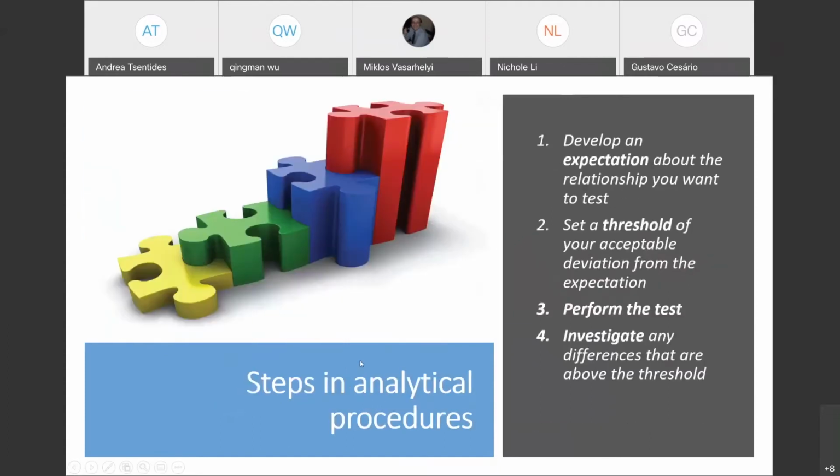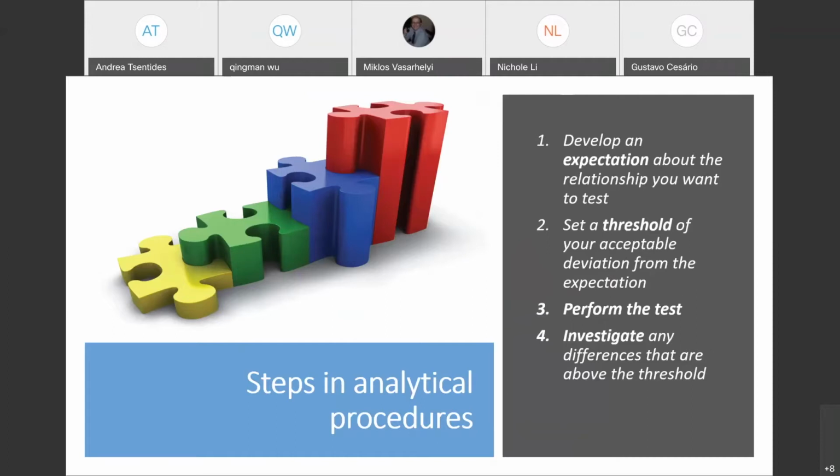And there are 4 steps in the analytical procedures. I just quickly explain them so that this paper makes sense. The first is to develop an expectation about the relationship you want to test. And it's based on, again, what you think should be some of the relationships between the balances you're studying. Then you have to set a threshold of what you're willing to accept as a deviation from the expectation. And once you've done that, then you perform your test.